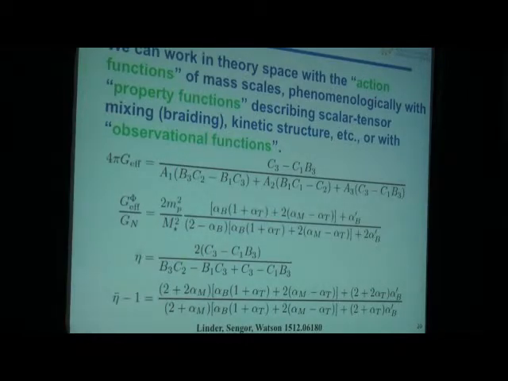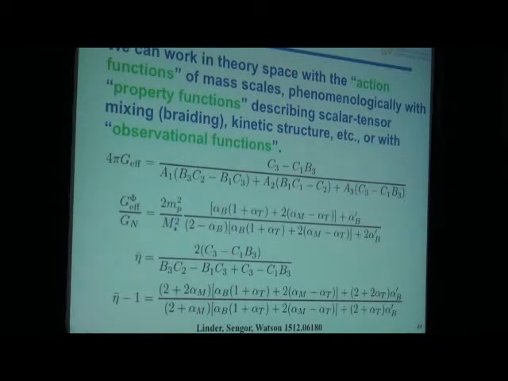And then they're doing their effective field theory, and they have all these free functions of time. So you have these action functions, which you can think of in terms of mass scales in the theory. A phenomenologist will talk about property functions. What property does the class of theory have? How does it, for example, mix the scalar and the tensor theory, what's called braiding? What is the kinetic structure of the theory? Is it canonical, or is there some sort of k-essence type approach?